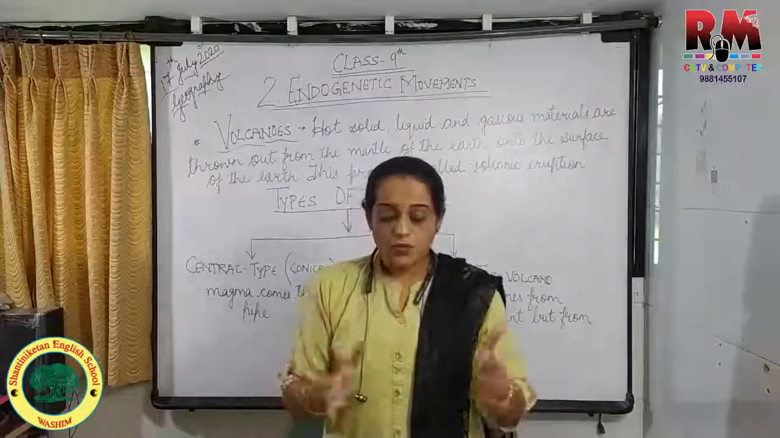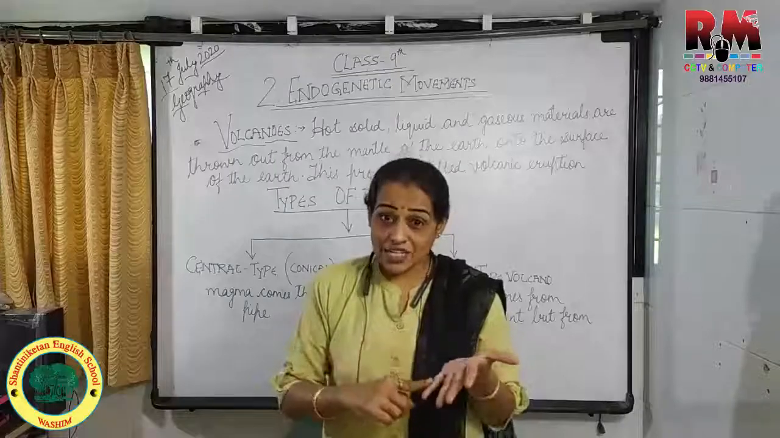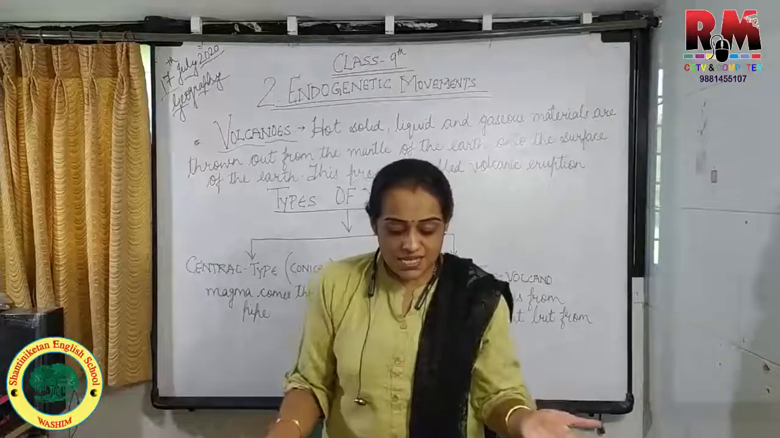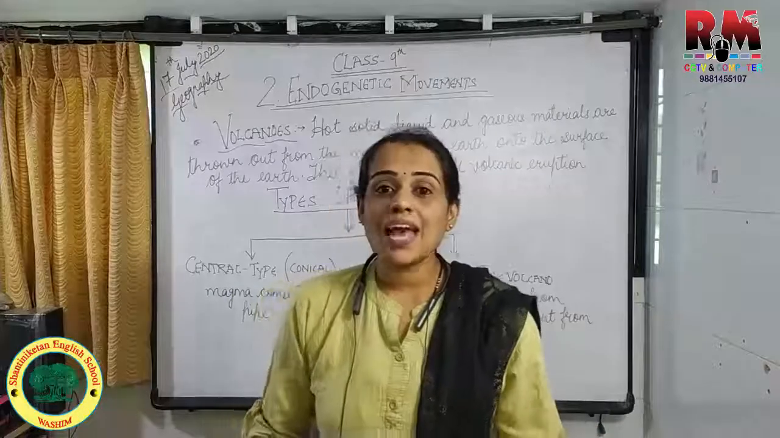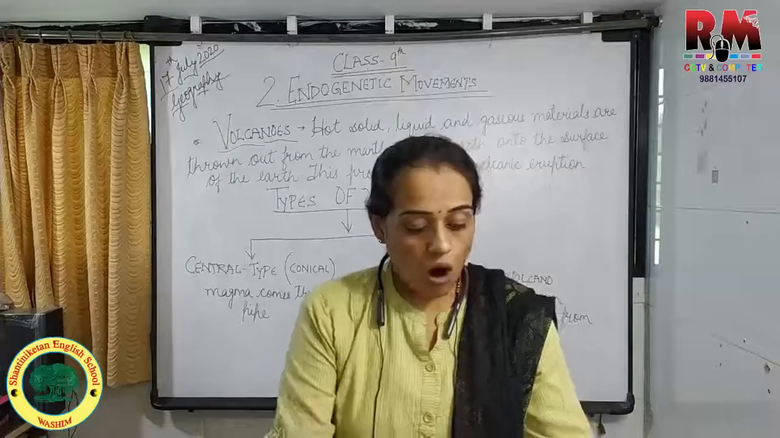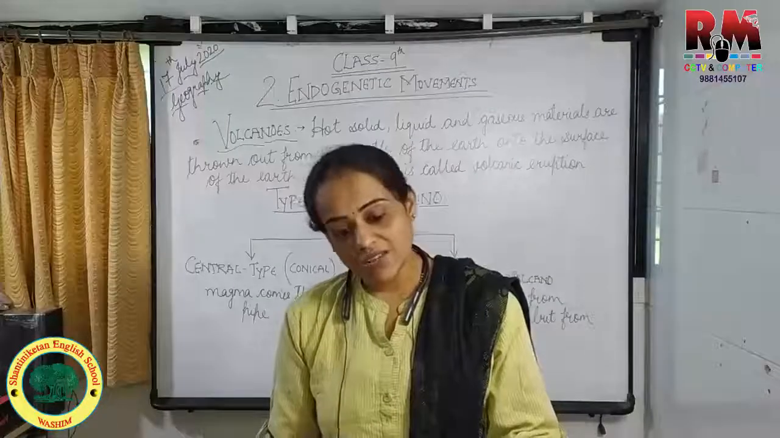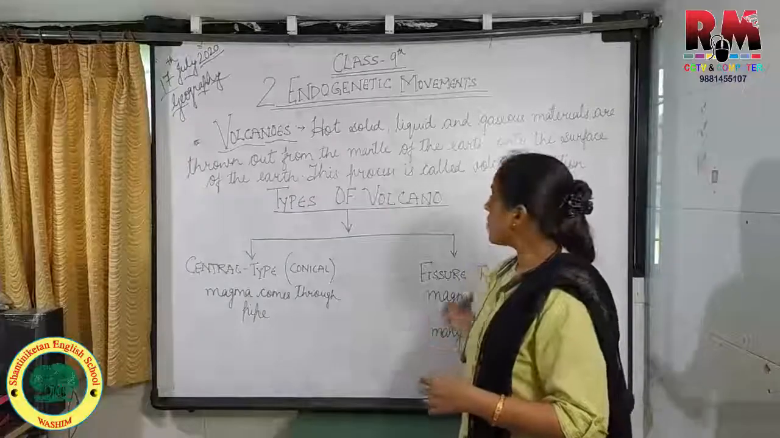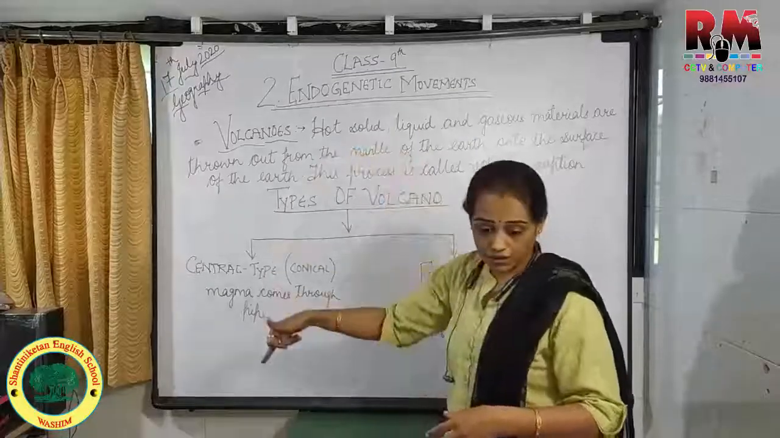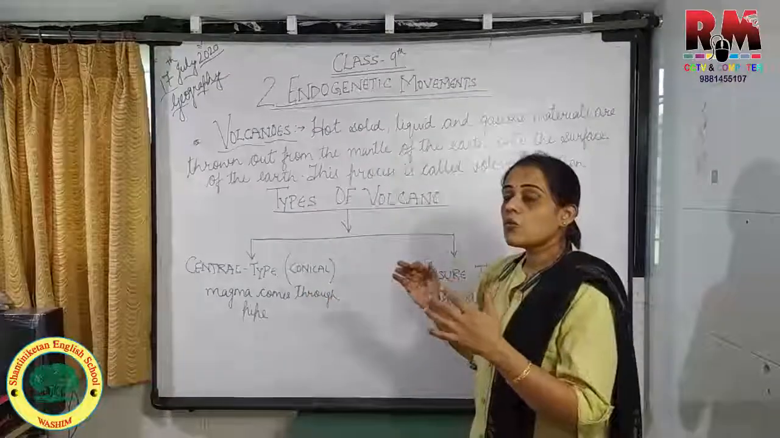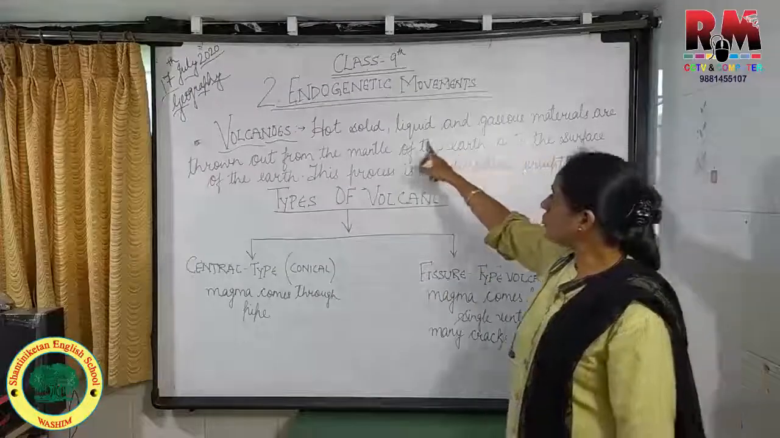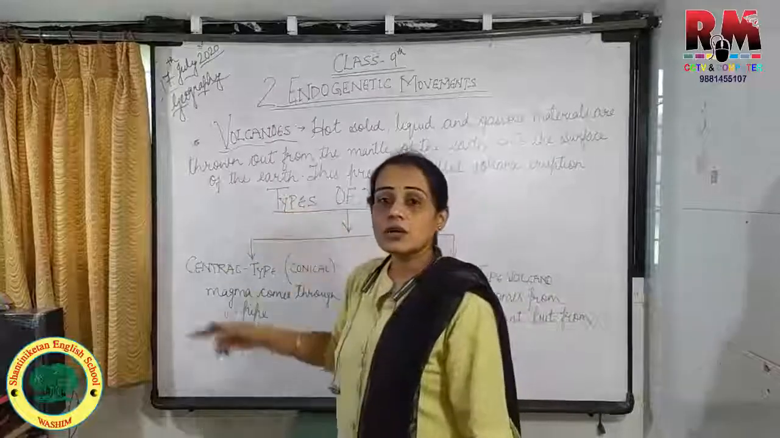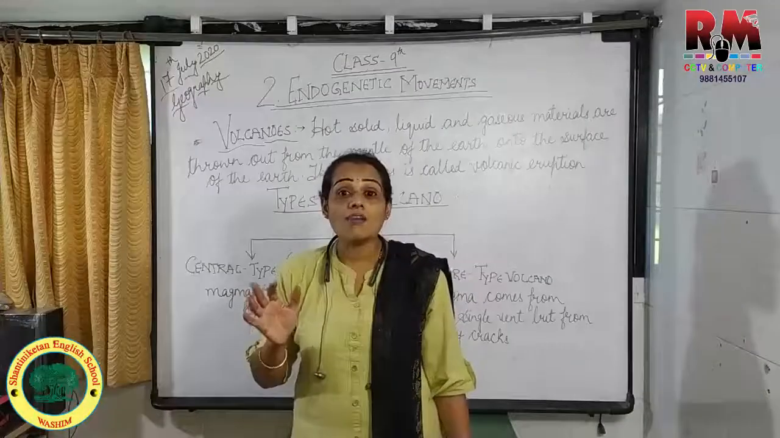During this process, ash, water vapor, various types of poisonous and inflammable gases, hot molten magma, etc. are thrown out. When the molten magma comes out from the mantle of the earth onto the surface of the earth, it is called lava.